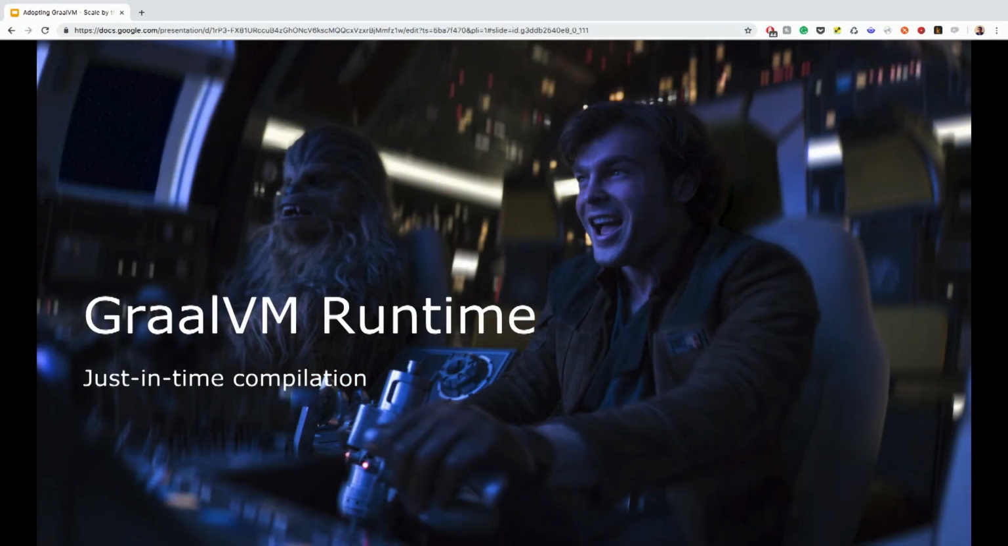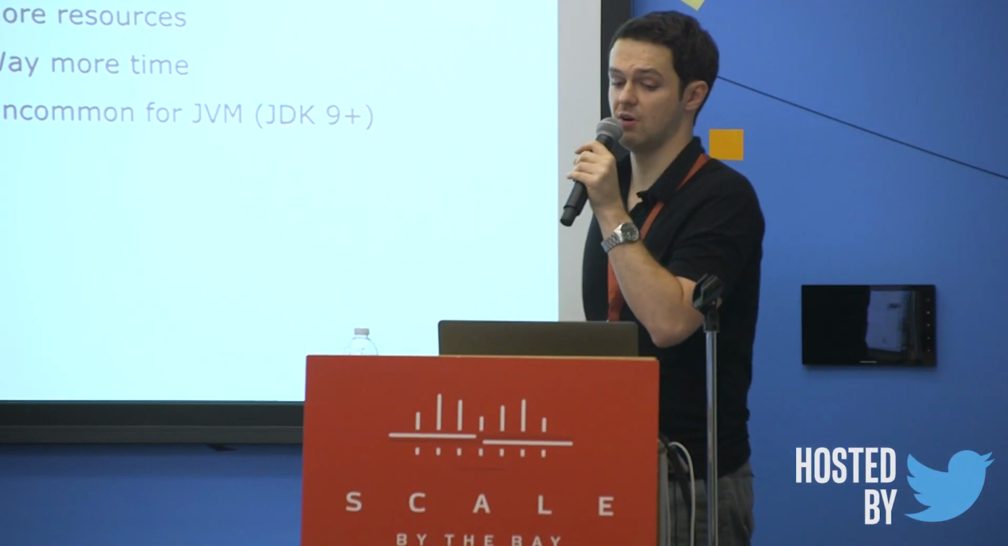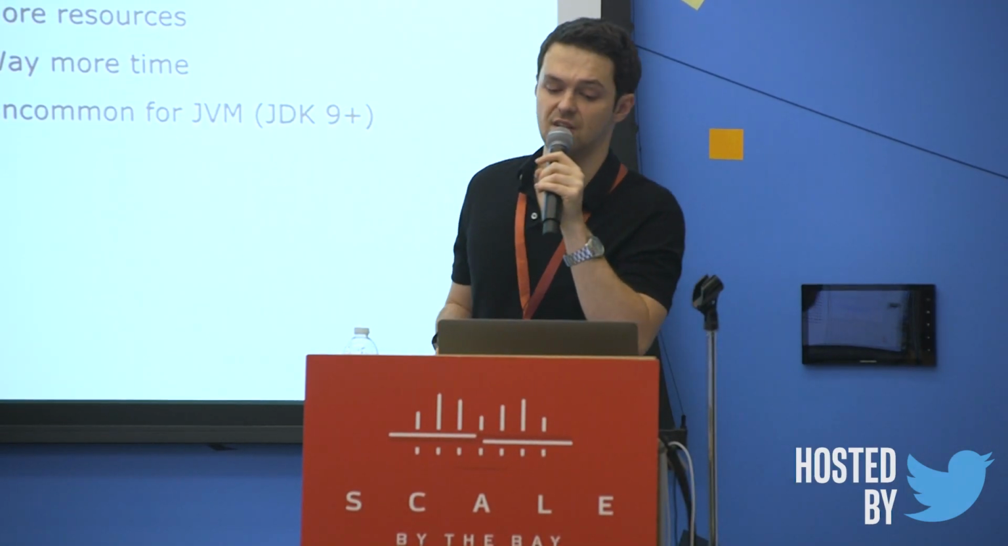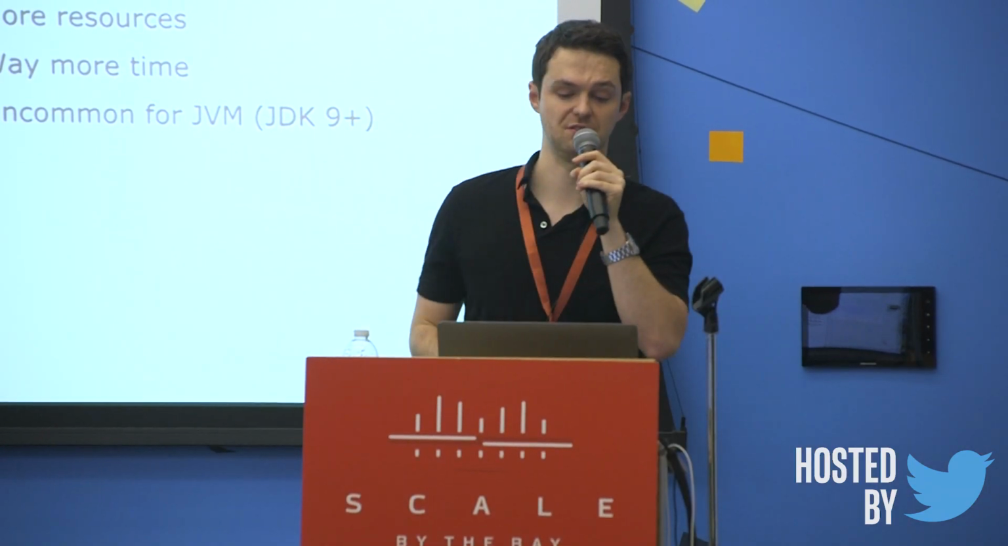So that was compiling, and now let's see how we can use Graal as a JIT compiler for runtime. But before we do that, let's have a super quick recap regarding just-in-time and ahead-of-time compilation. Traditionally, the JVM uses JIT, sometimes called dynamic compilation. It has certain advantages. The compiler can work with runtime information and also perform aggressive optimizations and also de-optimize if needed, and all these things.